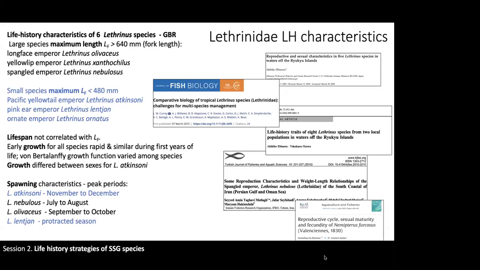However, longevity or lifespan was not correlated with size. Growth was rapid and similar across all 6 species in the first few years of life, but then it differed, so the growth coefficient differed. In terms of spawning seasons, across the 6 species we've got winter spawning, summer spawning, as well as all the year round.